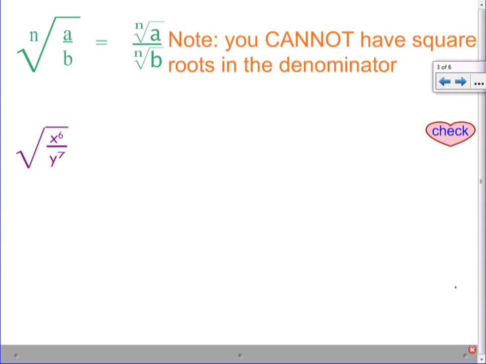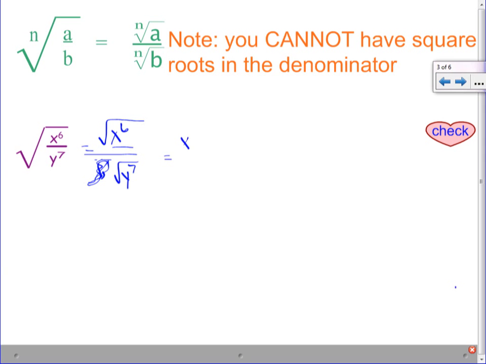All right, so we're going to use this rule that is up here to split these apart right now, okay? So we've got the square root of x to the 6th over this, oh my goodness, ignore this scribble over here, the square root of y to the 7th. Now first we're going to simplify the top and the bottom just like we were doing on the last page, okay? So how many groups of 2 are there up on the top?